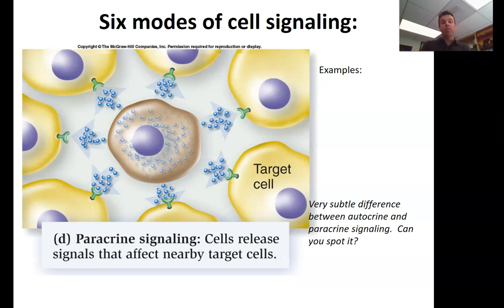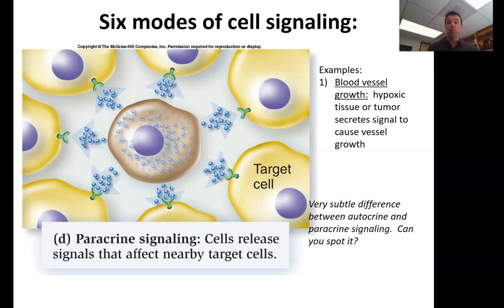Then we have paracrine signaling. There's a very subtle difference between autocrine and paracrine signaling. What can you spot here? Well, the ligand secretion is the same. The fact that it binds to a receptor and that's what causes signaling is the same pretty much for everything. But the difference here is that the cell secreting the ligand doesn't have the receptor. So it's not signaling itself, it's only signaling cells around it that have the receptor. Autocrine signaling itself and others, paracrine only signaling the others.